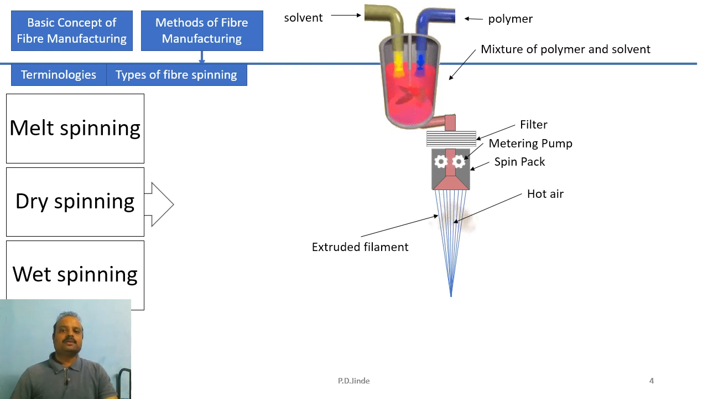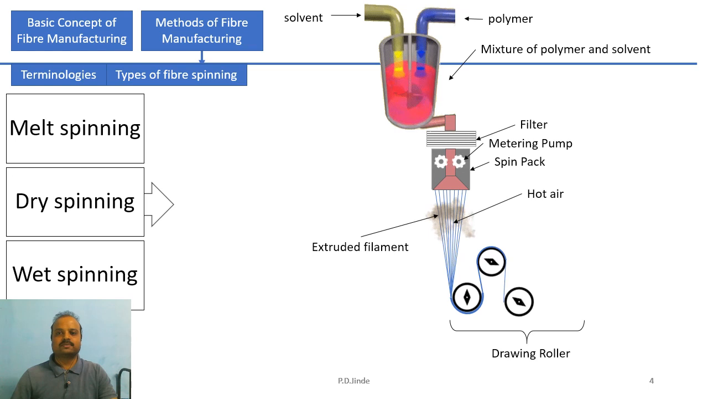The filaments are extruded and exposed to hot air. Actually, hot air evaporates the solvent from the polymeric solution, leaving only solid polymer. This process is known as solidification. This hot polymer is stretched to a desired thickness through a series of drawing rollers.